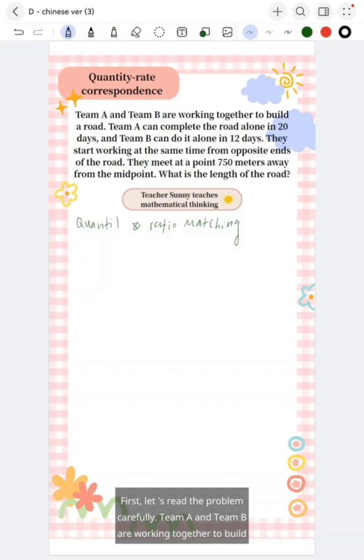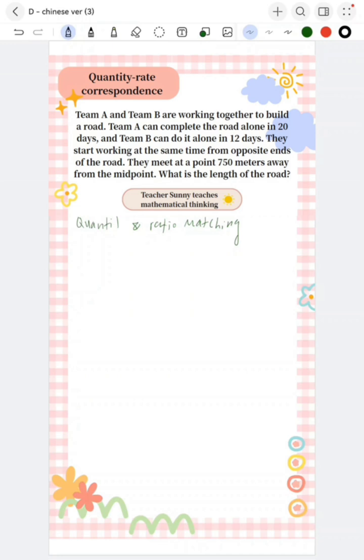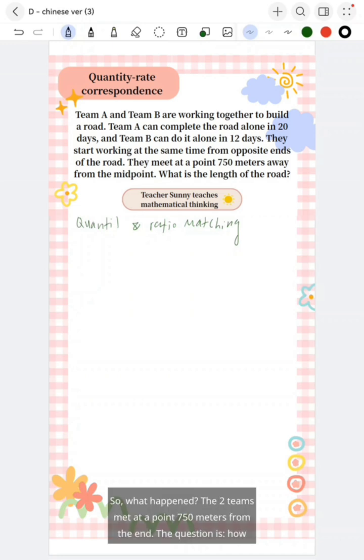Team A and Team B are working together to build a road. If Team A works alone, it would take them 20 days to finish, and if Team B works alone, it would take them 12 days. Now, both teams are working at the same time, starting from opposite ends of the road. The two teams met at a point 750 meters from the end. The question is, how long is this road?